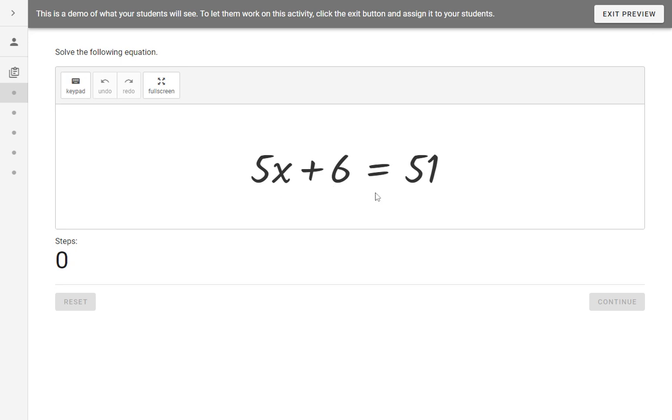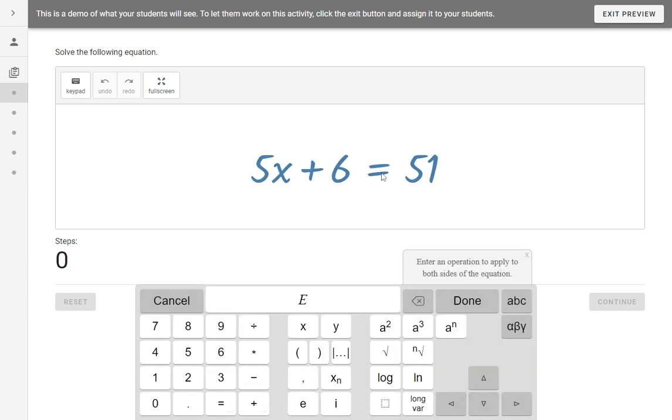To solve 5x plus 6 equals 51, in order to isolate for x, we need to first isolate for the term that has x. So we have to deal with this plus 6. Of course, our operation then is to subtract 6 from both sides. Remember, to do this, we click on the equal sign. Up pops the E for equation, and we tell Graspable Math what operation we want to do to both sides. So in this case, we want to subtract 6.